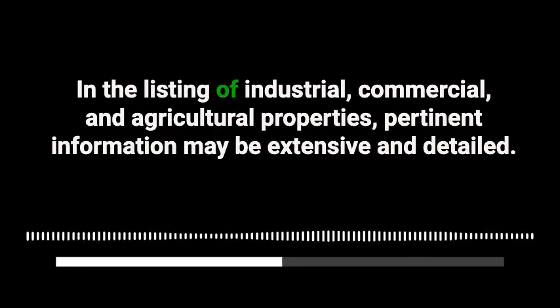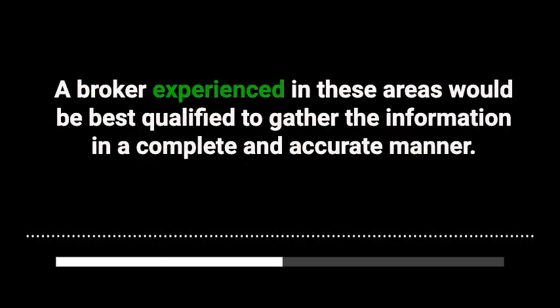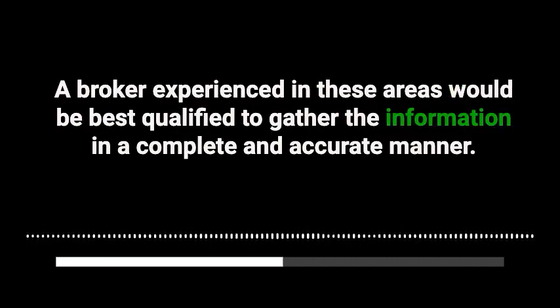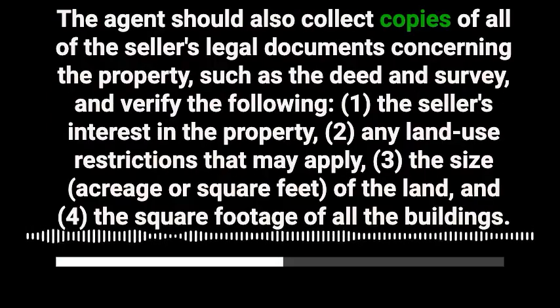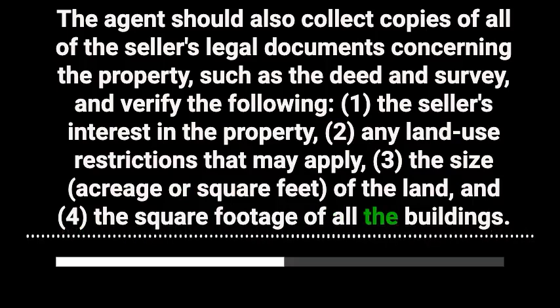In the listing of industrial, commercial, and agricultural properties, pertinent information may be extensive and detailed. A broker experienced in these areas would be best qualified to gather the information in a complete and accurate manner. The agent should also collect copies of all of the seller's legal documents concerning the property, such as the deed and survey, and verify the following: the seller's interest in the property, any land use restrictions that may apply, the size of the land, and the square footage of all the buildings.